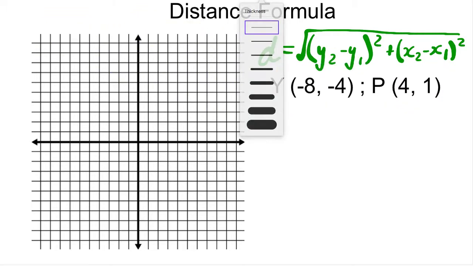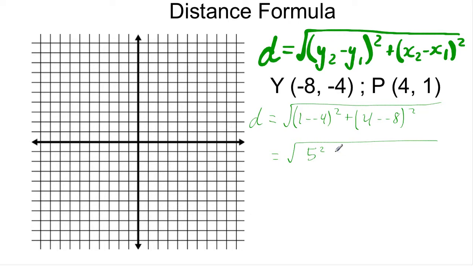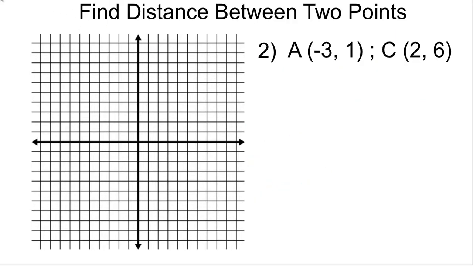So looking here, the distance between these 2 points is going to be y2, which is 1, minus y1, plus x2, which is 4, minus x1. So we get 1 minus negative 4, which is 5 squared, plus 4 minus negative 8, which is 12 squared. Well, that's exactly what we had before. We had 5 squared plus 12 squared. So we know that that's going to be the square root of 169, or 13. And that's using the distance formula.